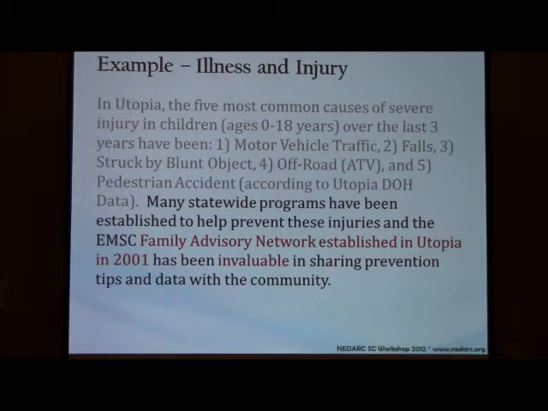And here is a great way in your introduction to tie in the FAN rep, because this is a great place to use the FAN rep: in injury prevention, right? For when you're talking about causes of severe injury, you could say many state programs have been established to help prevent these injuries, and the EMSC Family Advisory Network has been invaluable in sharing prevention tips and data with the community. So talk about what your FAN rep has done to help you with injury prevention.